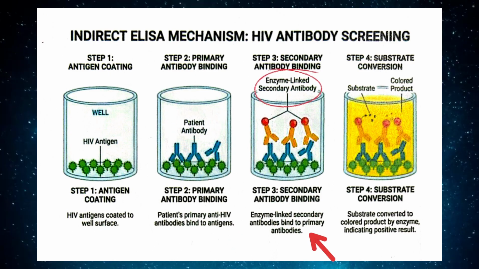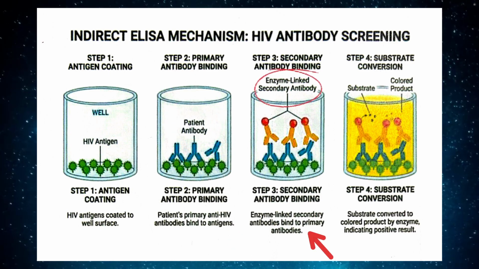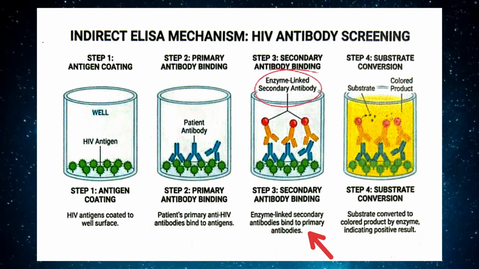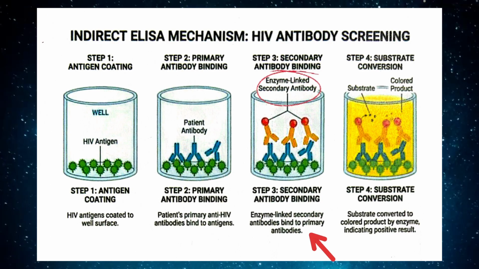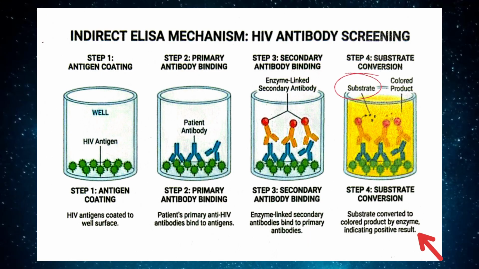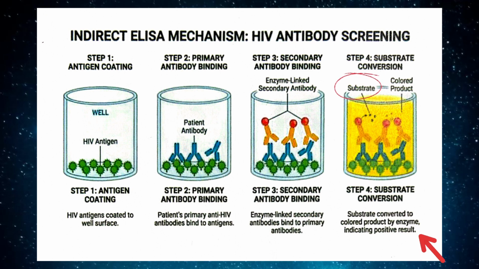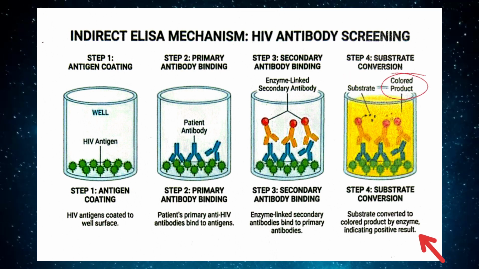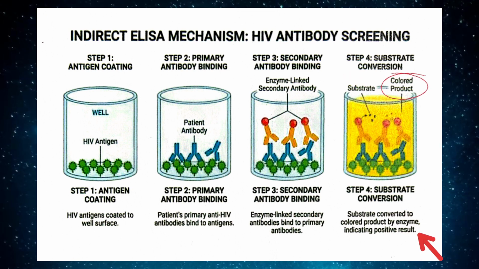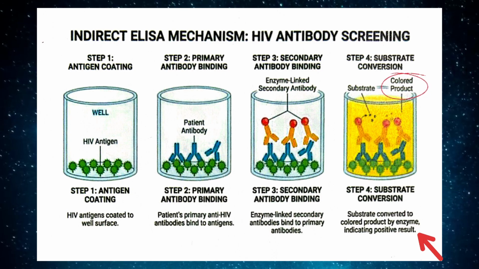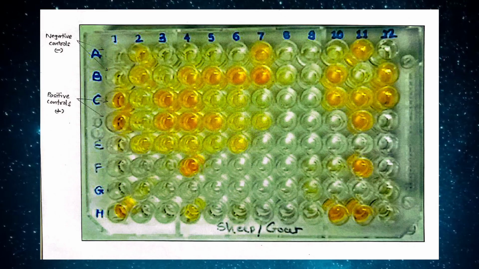In the third step, an enzyme-linked secondary antibody is added. This secondary antibody binds to the patient's antibody. Finally, in the fourth step, a substrate is added. The enzyme converts the substrate into a colored product. Therefore, development of color indicates that the patient's antibody has been detected.